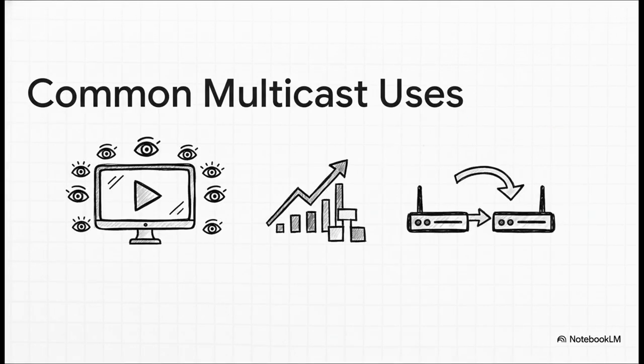Live video streaming is the perfect real-world example of this. One single stream goes out from a server, and thousands, maybe millions of viewers who've tuned in all receive it at the same time. The same logic applies to things like high-speed stock data feeds or when network routers need to share updates with each other. It is incredibly efficient one-to-many delivery.